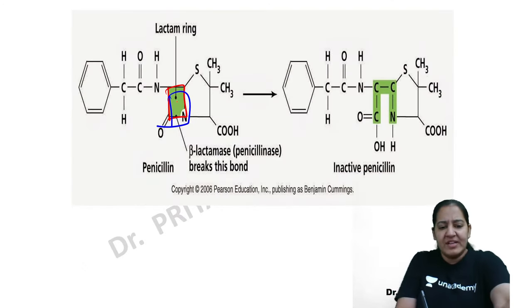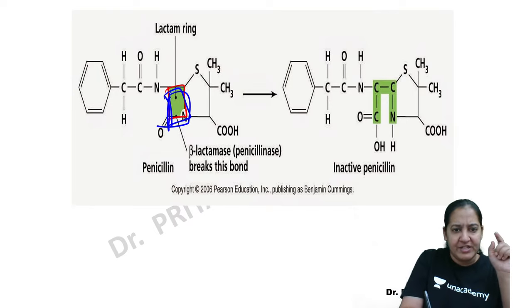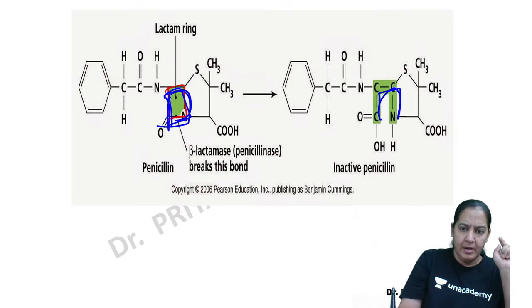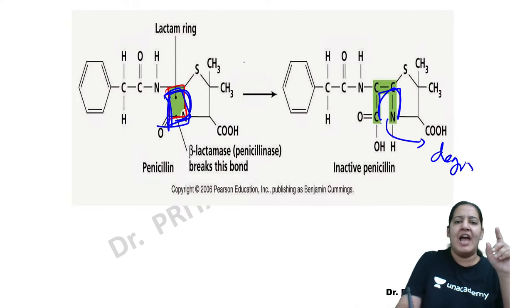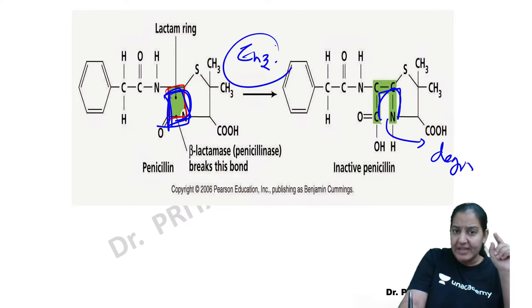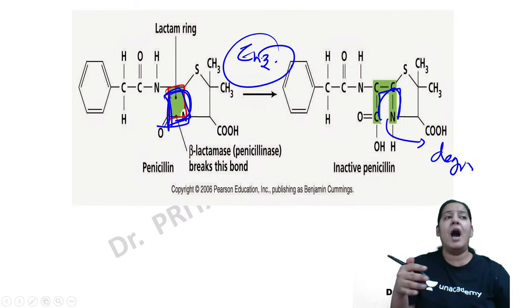Can you see here in the first diagram, beta lactam ring is complete. In the second diagram, it is degraded. Can you see yahan se toot gayi? The beta lactam ring is degraded. It is degraded with the help of an enzyme. The name of the enzyme is beta lactamase ya penicillinase.